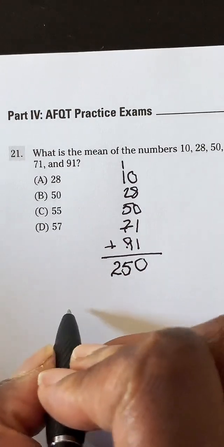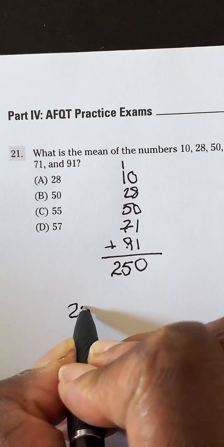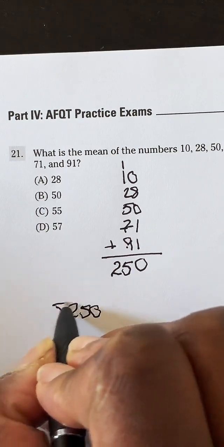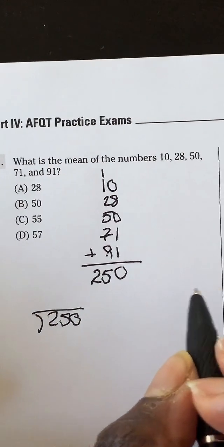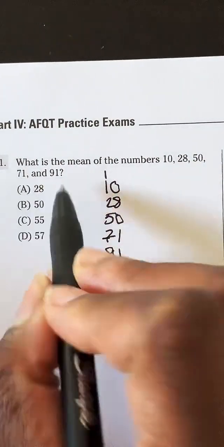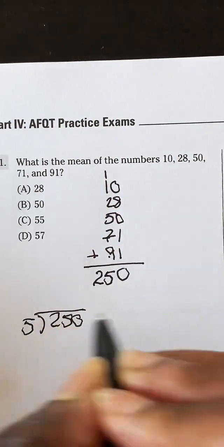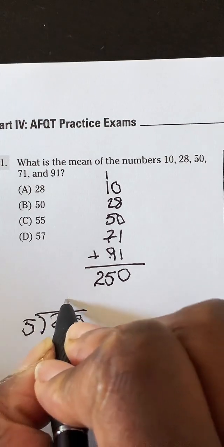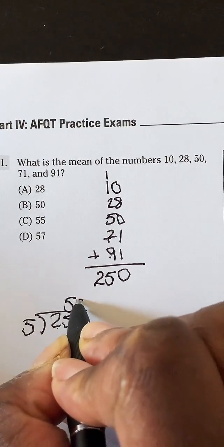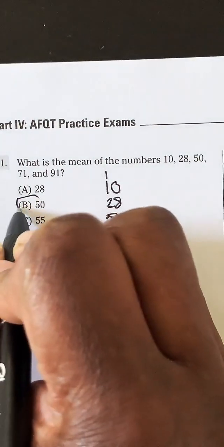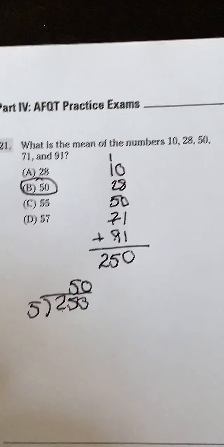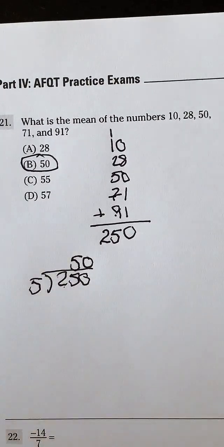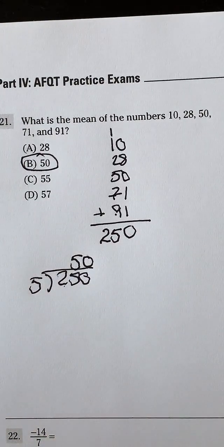Now, since we have that 250, we're going to divide by the number of numbers we have, which is 1, 2, 3, 4, 5. Okay, that makes it easy. So how many 5s can go into 2? None. How many 5s can go into 25? 5. And then bring in my 0. Okay, so that's how you will get your 50.